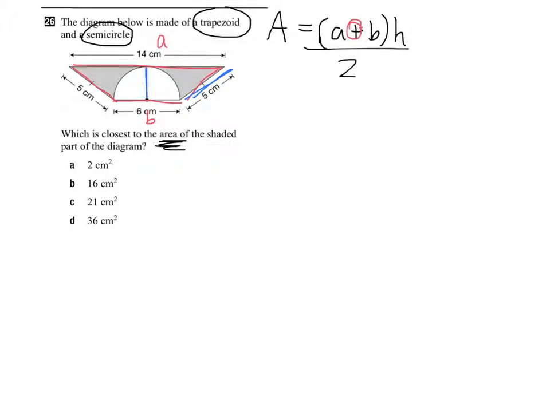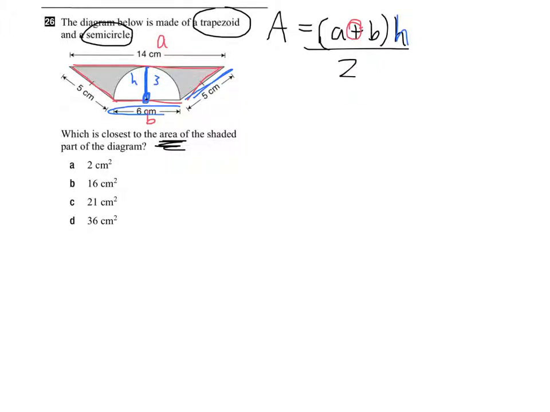Do you have that dimension written there? Can we figure out the height? How? It's the radius of the semicircle, exactly. This height that I just drew here, the H, is actually the radius of the semicircle. What part of the semicircle are we given? Are we given the radius or are we given the diameter? Diameter. So if the diameter is 6, what's the radius? 3. Okay, so now we have A, B, and H.